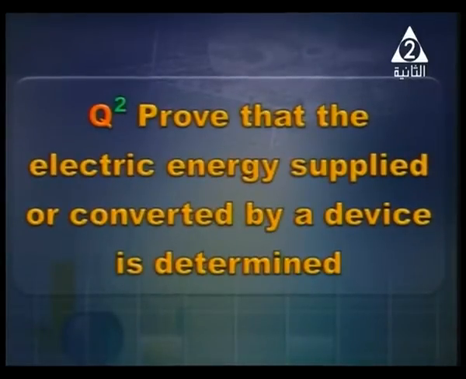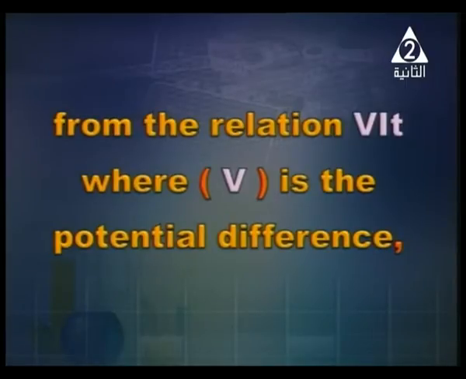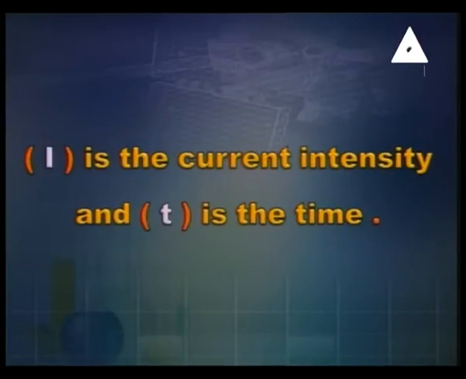And now we've got a different type of question. Prove that the electric energy supplied or consumed by a device is determined from the relation W = VIT. V is the potential difference, I is the current intensity, and T, of course, is the time. We want you to prove that electrical energy is determined from the expression VIT.